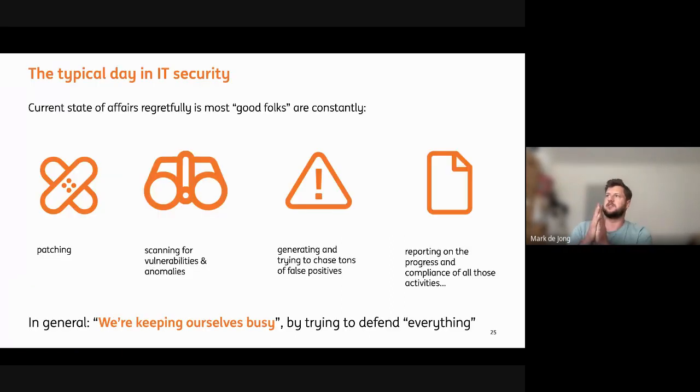And we'll share some typical advantages. The current state of affairs, regretfully, is that most good folks are living the movie Groundhog Day, which is a fun movie, of course. Every day they scan, patch, chase false positives, and report on their activities. And whatever the outcome is, the next day they will do exactly the same. So we're not keeping ourselves busy with solving the problem, but we're just rerunning the things we usually do.